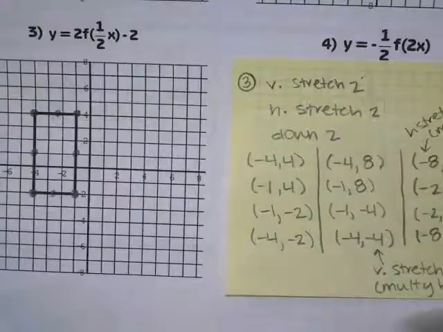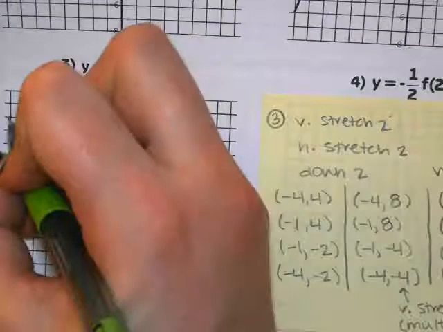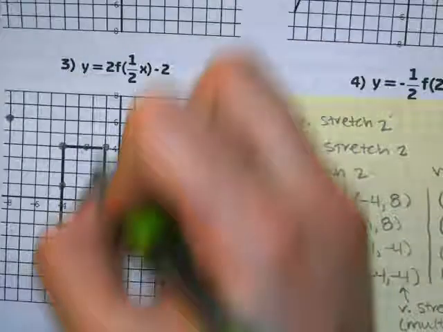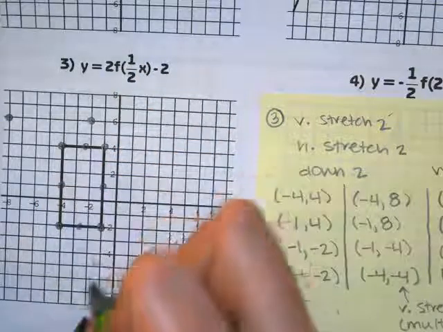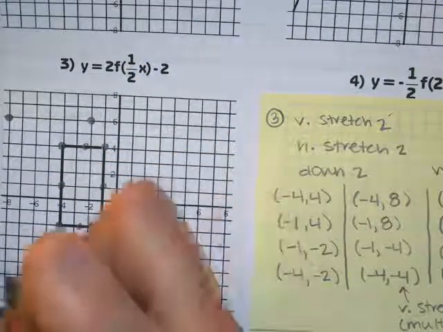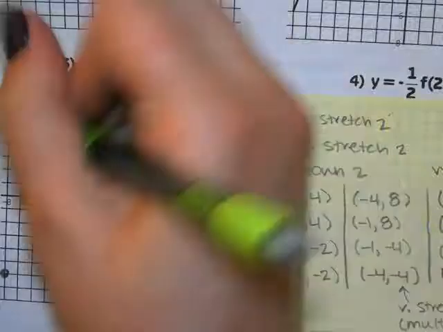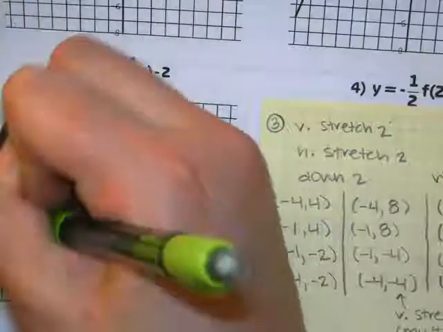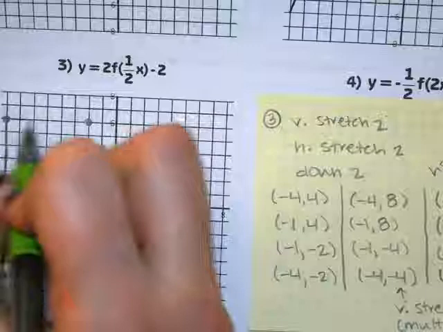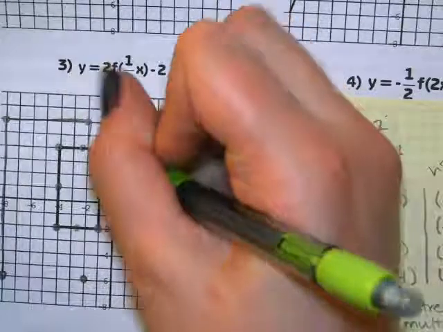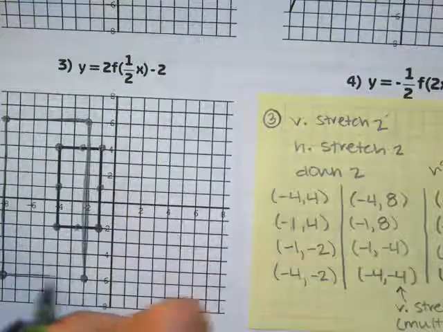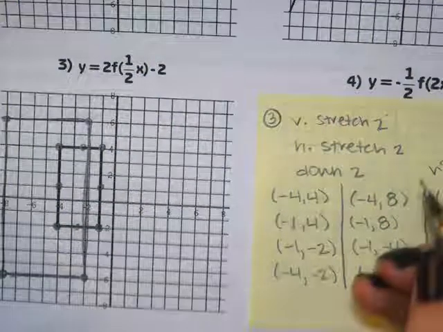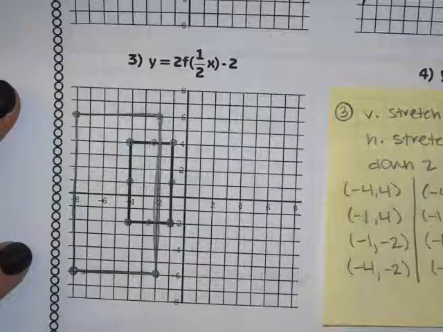So I have the point -8, +6, -2, +6, -2, -6, and then -8, -6. And if you graph that, it's definitely bigger than the original. All right, it's kind of hard to see on here.